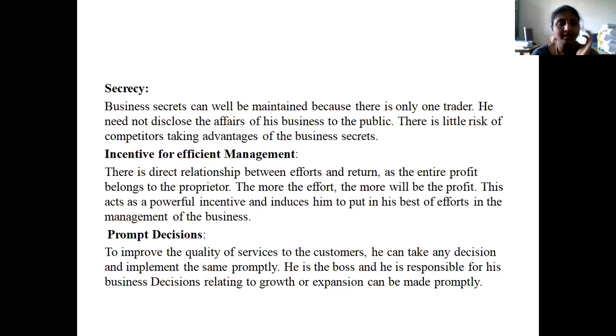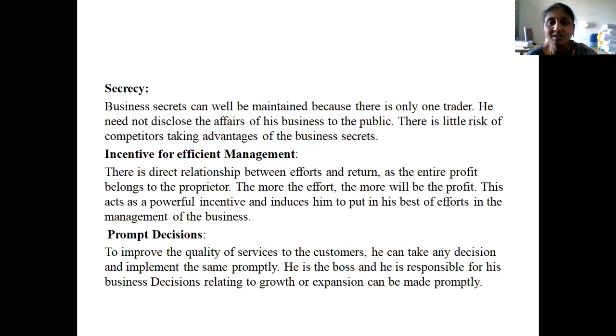Next, what is another advantage? Incentive for efficient management. So what is the incentive for efficient management? Generally, what are the incentives? In some cases, if you are working in an organization and doing good work, they provide some incentives, or during festival time, or if the industry or organization is running in profits, they give incentives to the workers or employees working in that organization. Generally we hear about incentives in that context.